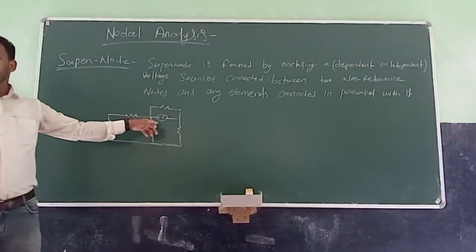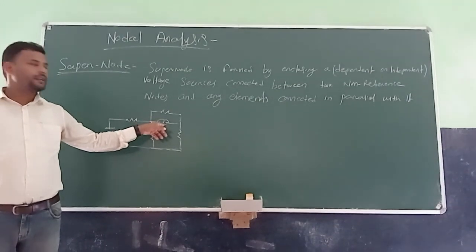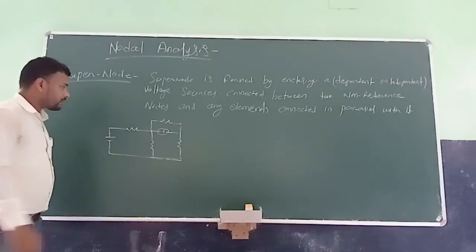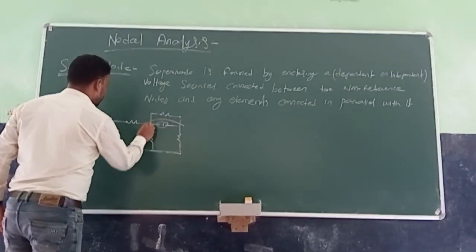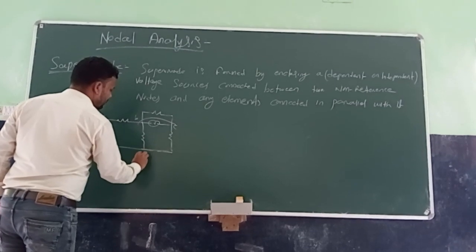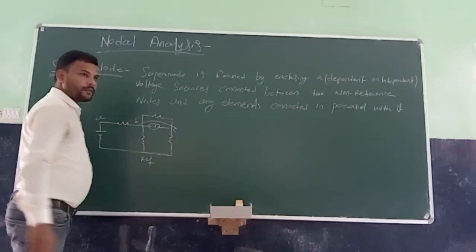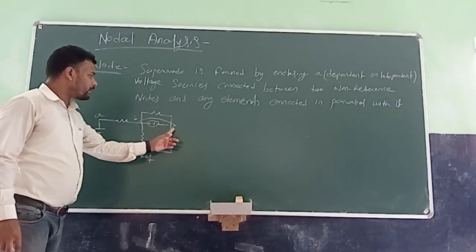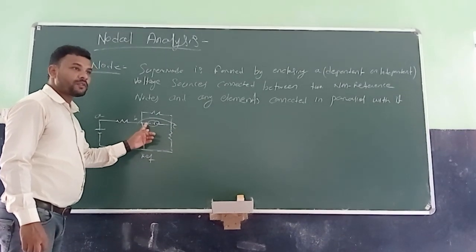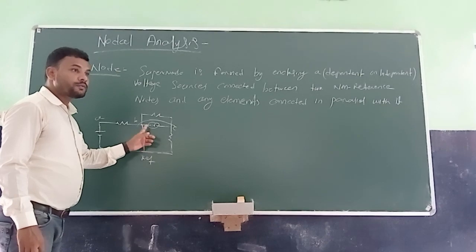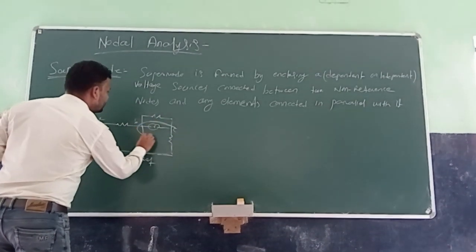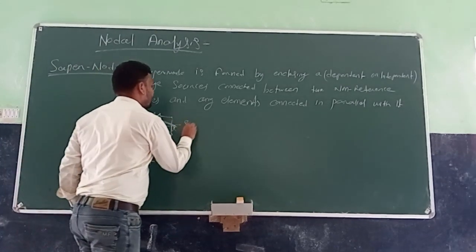Here is a voltage source between this node and this node. So these two nodes, let node A, B, C, this is the reference node. Between two non-reference nodes, if there is a dependent or independent voltage source, these two nodes are treated as a supernode. That means this is a supernode.